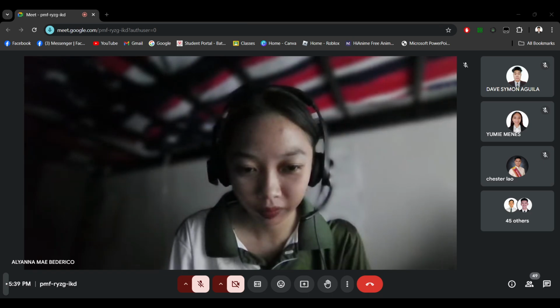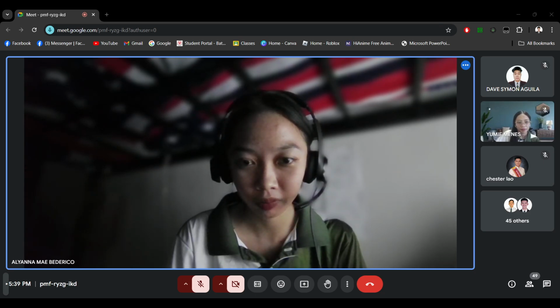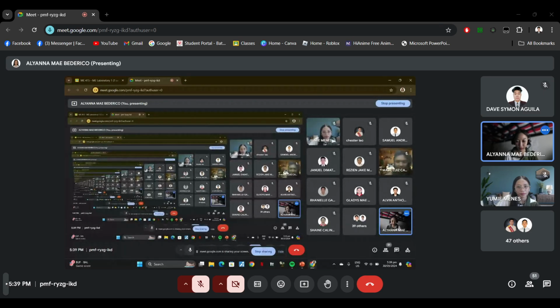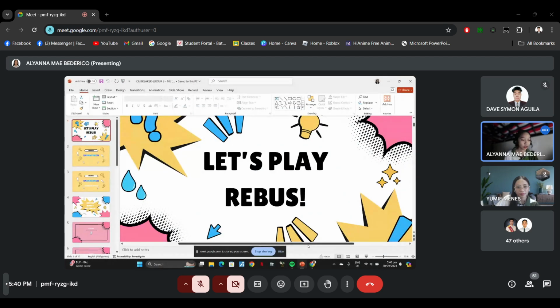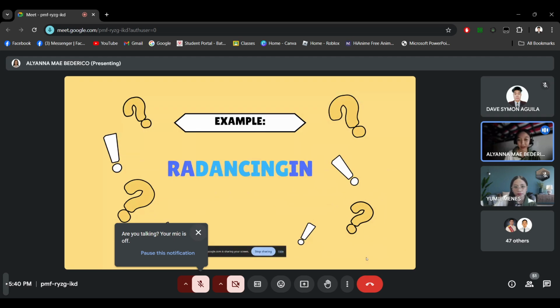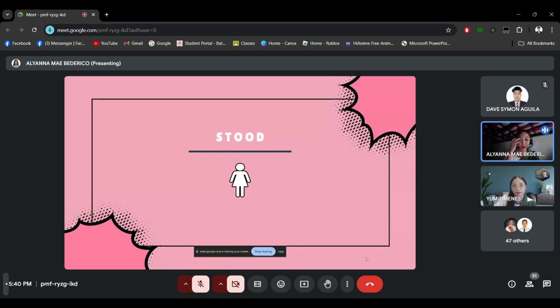Wait lang po. So for our icebreaker, let's play Rebus Puzzle. So ang Rebus Puzzle po is riddle-like po na merong mga words na nakapaloob sa isang puzzle. So example po is eto. So Dancing in the Rain. So let's play po. So first, who wants to answer po?